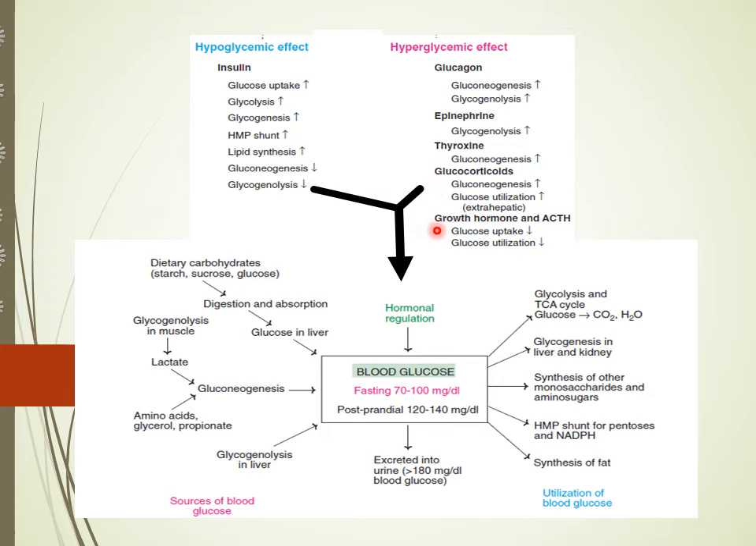Thyroxine increases gluconeogenesis. Gluconeogenesis is the formation of glucose from non-carbohydrate sources. Glucocorticoids are adrenal hormones. They increase gluconeogenesis and utilization of glucose in extrahepatic tissue. Growth hormone and ACTH reduce the uptake of glucose and its utilization.